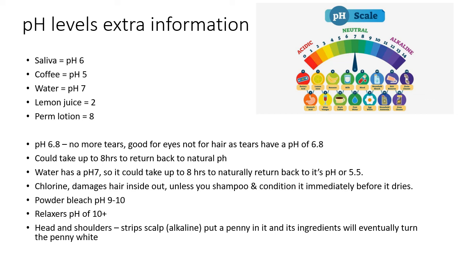Powder bleach, you've got pH of 9 to 10. Relaxers, pH of 10 upwards. Something like Head and Shoulders. Now, years ago, this used to be really strong. You could put a penny into Head and Shoulders, and the ingredients would actually turn the penny pure white in colour. So it was a very strong alkaline product.